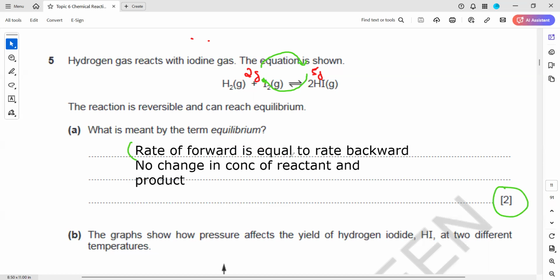1 mark, rate of forward equals rate of backward. The second mark, there is no change in concentration. But don't write that the amount of reactant equals the amount of product. That is wrong. We don't say amounts are the same. We say there is no change in their amount. The amount can be the same, or it may be different. We don't know about that. So you have to learn and memorize this definition of equilibrium, and every year, in every variant, you will find it.